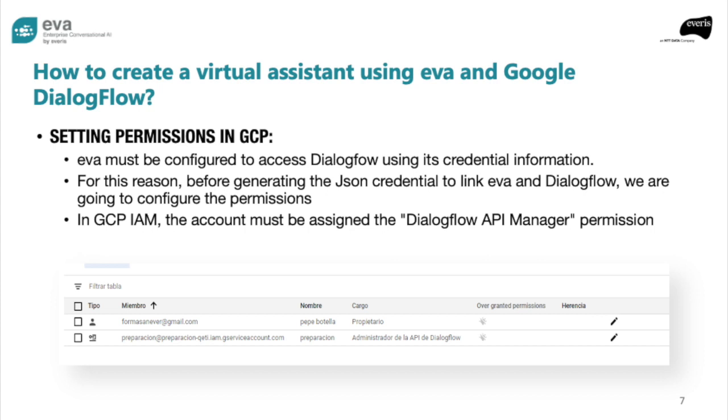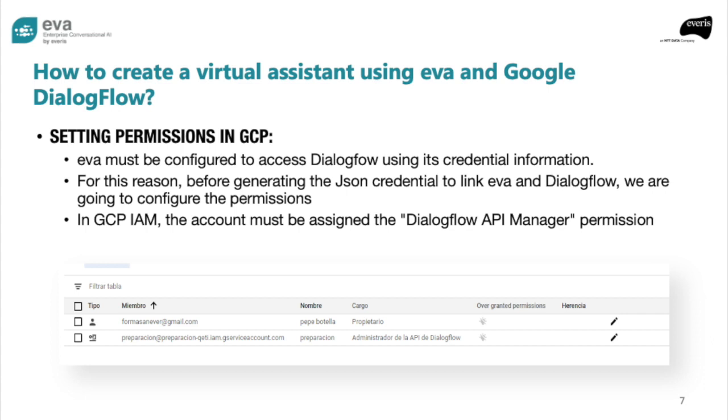Once the bot has been created in Dialogflow, you will proceed to set up the permissions and access credentials that Eva will use to link the assistant with the Dialogflow assistant. To do this, you must access the administration console of GCP, to the IAM administration of the project associated with the Dialogflow bot. If there is any doubt about the name of the linked project, this can be seen from the agent configuration in the Dialogflow console.